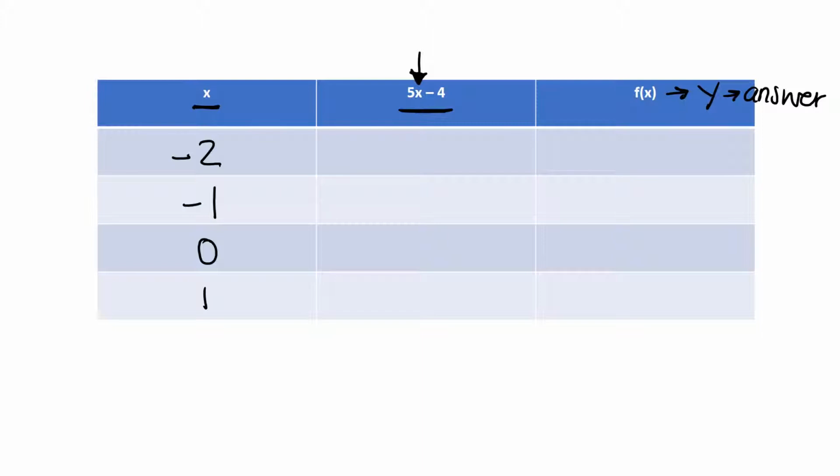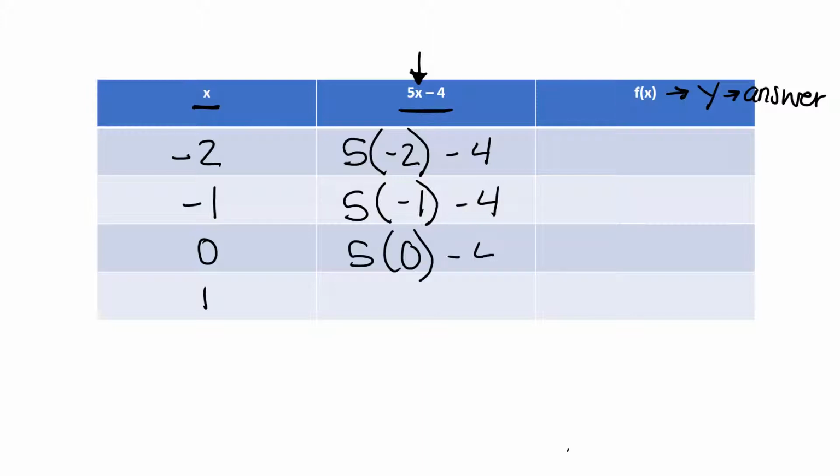Everything stays in the same order. We're just changing x for our number. So instead of 5x, we're going to do 5 times -2 and then -4 at the end. And we do that with each number, 5 and -1 with -4 at the end, 5 and 0 with -4 at the end, 5 and 1 with -4 at the end. You can type that entire thing into the problem, parentheses included.